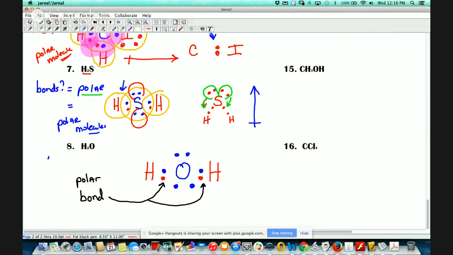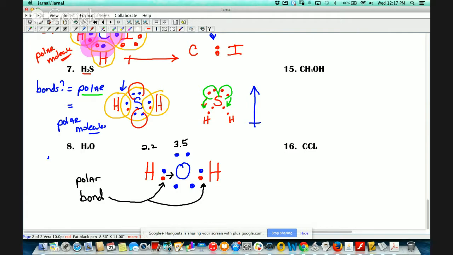Why? Because they're sharing electrons unequally, even though I didn't draw them so unequally. And why? Because 2 different elements have what? 2 different electronegativities. So the one with higher electronegativity attracts electrons more, pushes that pair closer to itself, and makes this side of the bond partial negative and this side partial positive. So we have 2 polar bonds here.